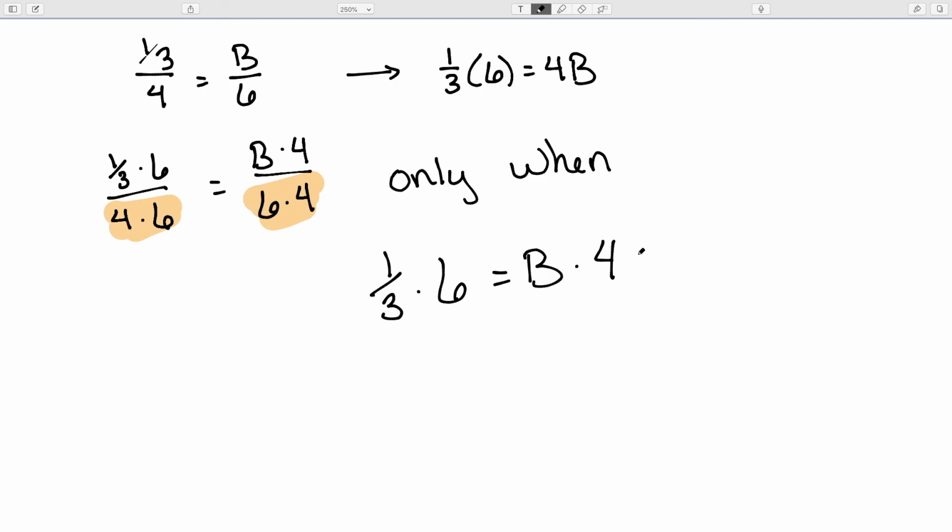And from there, we can simply solve the equation to get the resulting answer. So we now have an idea why this cross multiplication actually works. It's essentially just finding common denominators for equivalent fractions.